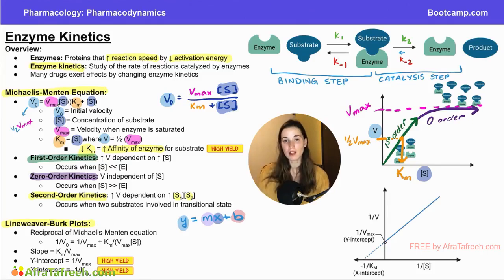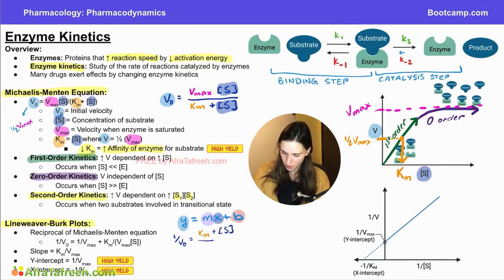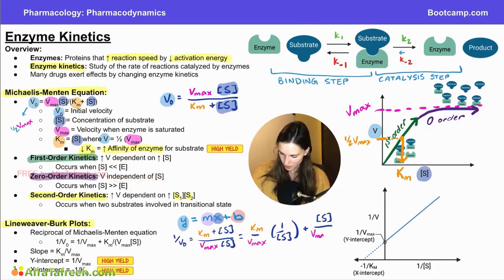When you take the reciprocal of the Michaelis-Menten equation, you end up getting that 1 over v naught is equal to Km plus the substrate concentration divided by Vmax times the substrate concentration. And then you can separate this term out and you end up with Km divided by Vmax multiplied by 1 over the substrate concentration, plus the substrate concentration divided by Vmax times the substrate concentration, and then you can just cancel out these terms, so you end up with 1 over the Vmax.